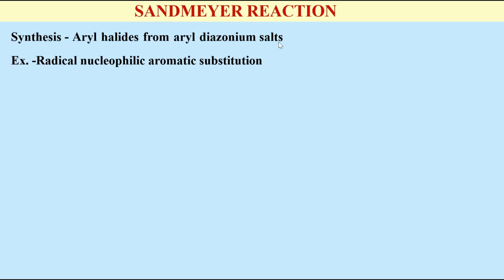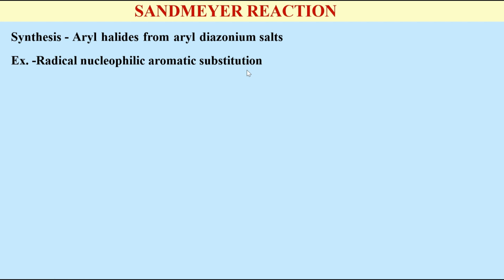Now, let us look into Sandmeyer's reaction. In this reaction, we synthesize aryl halides by using aryl diazonium salts. In other words, it's a conversion of aryl diazonium salt to aryl halides. This is an example of a radical nucleophilic aromatic substitution. You have seen nucleophilic substitution reaction and we have seen free radical substitution reaction. Here this is a radical nucleophilic aromatic substitution reaction.